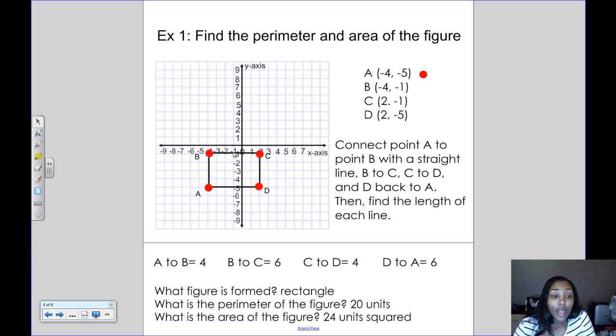So having plotted ABCD, we know that ABCD forms a rectangle. We know that the perimeter is 20, and we know that the area is 24 units squared.